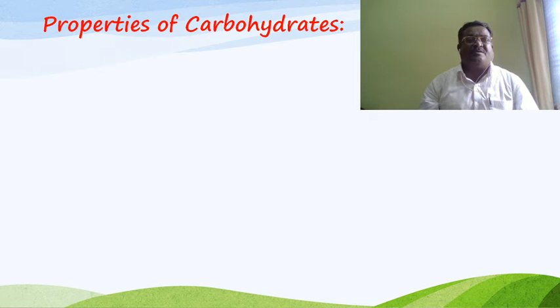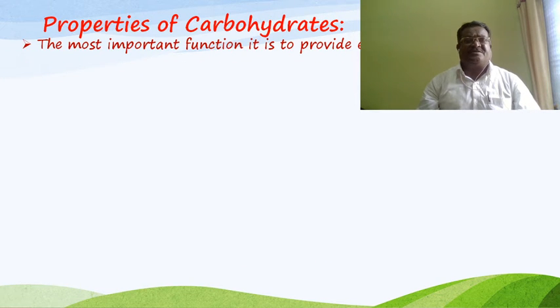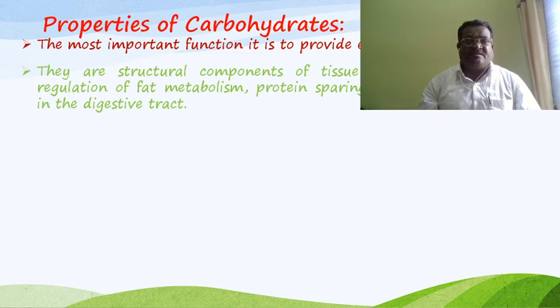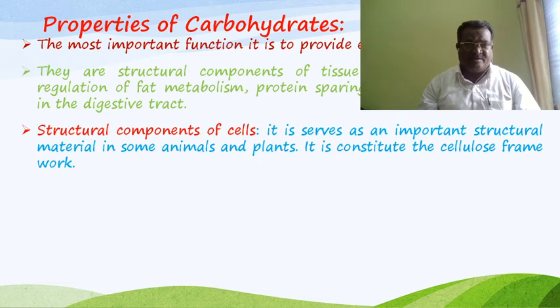Then properties of carbohydrates. The most important function of carbohydrate is to provide energy to the body of animals. It is the richest source of energy to animals. Then they are structural components of tissue and important in the regulation of fat metabolism, protein sparing functions, and functions in the digestive tract. These are the basic or main roles of carbohydrates in our body.